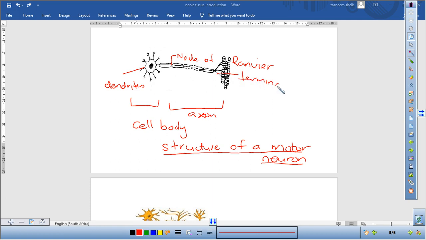Are we all right, good people? Terminal branches. And can any of you guess what's the structure here? We know it's a motor neuron. We know it's multipolar. Can you guess? That's right. That's your muscle. Well done. So you can see that the terminal branches of the motor neuron end in the muscle. Let's move on.